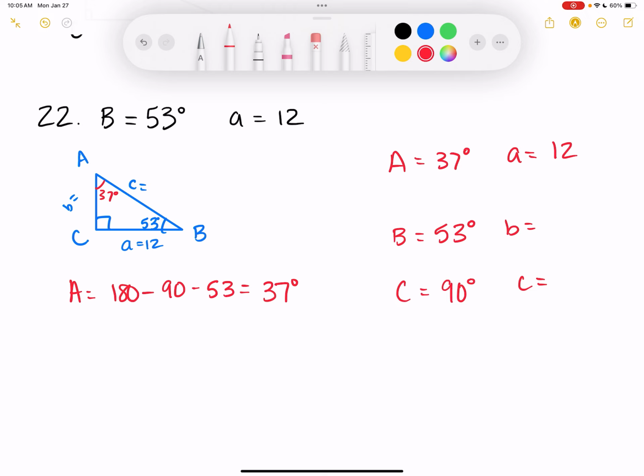So if I want to solve for side B, and I want to use given information, what trig function associates angle B and then something that has to do with side B and side A?